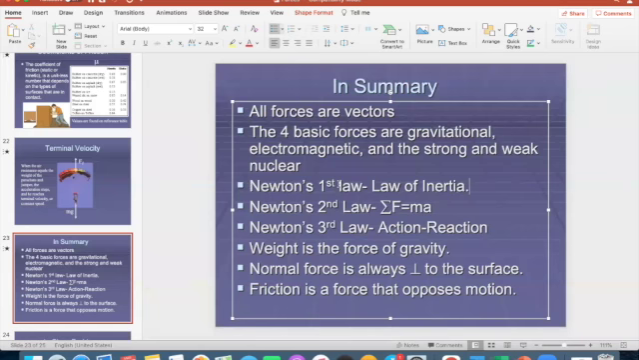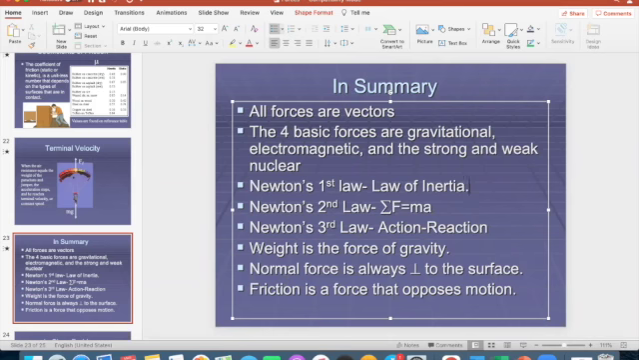Newton's first law states that an object at rest will remain at rest, or an object in motion will remain in motion until acted on by an outside force. Newton's second law is force is equal to mass times acceleration. Newton's third law: for every action, there is an equal and opposite reaction.